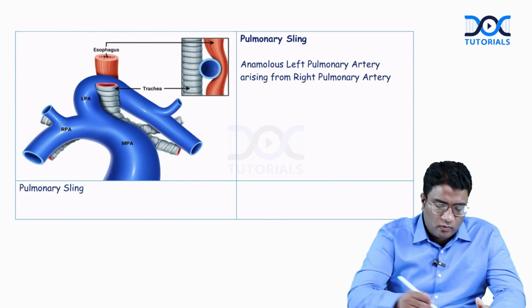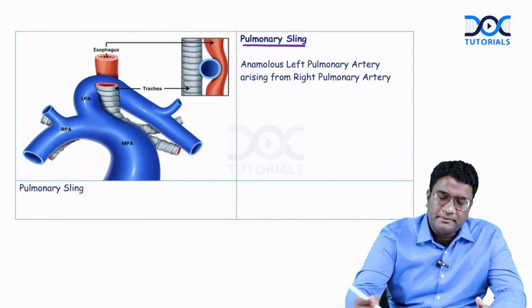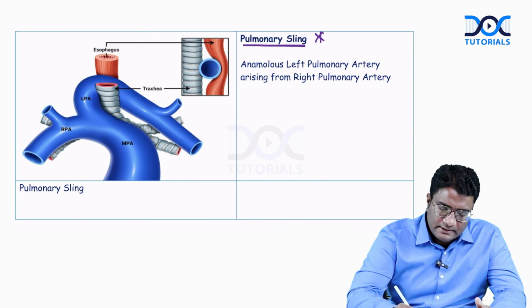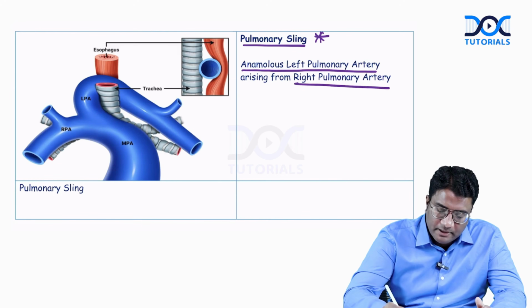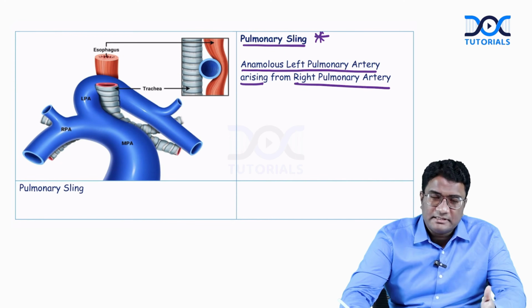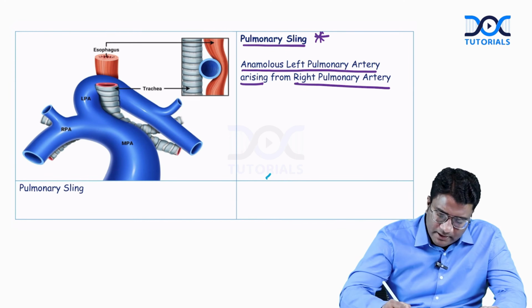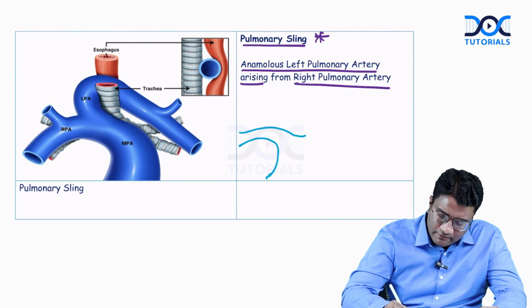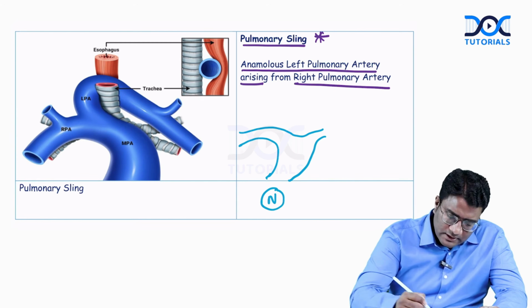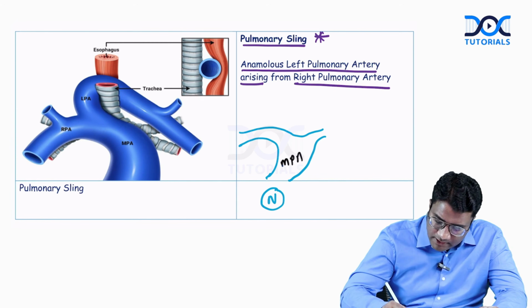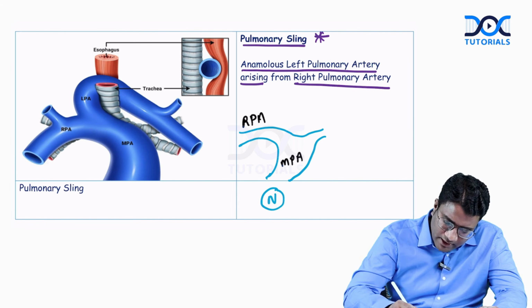Now let's understand what is a pulmonary sling. Pulmonary sling is an anomalous left pulmonary artery arising from the right pulmonary artery. Normally, we have the main pulmonary artery dividing into right and left pulmonary artery, right? So this is normal. We see that the main pulmonary artery is dividing into right pulmonary artery and left pulmonary artery.